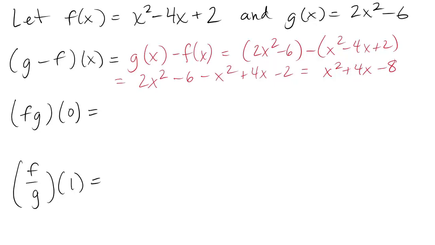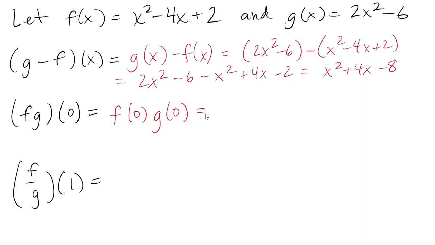The next example says fg of 0. So this is the product of f of 0 and g of 0. And we have two options for how to do this. One would be to find fg of x first and then plug 0 into the result. The second is to find f of 0 and g of 0 independently and then just multiply those two outputs together. Multiplying f of x times g of x is going to require us to do the multiplication between a trinomial and a binomial, and then we're going to plug 0 into that. I think it's going to be faster to just plug 0 into each function.